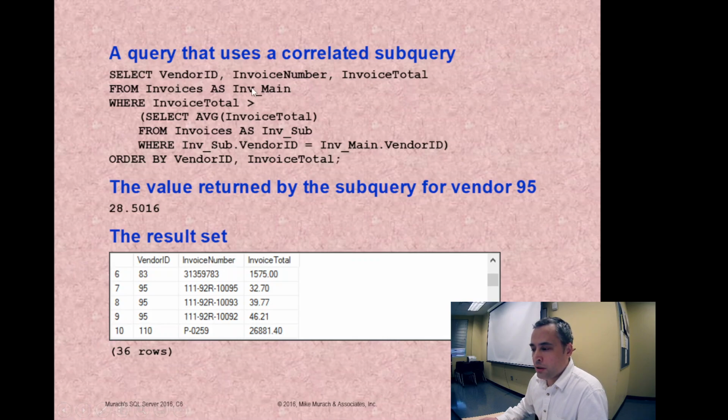So notice that invoices has an alias invoice main. And in the subquery, we also have invoice main.vendor ID. So basically, this interprets this subquery, average invoice total from invoices as invoice sub, where invoice sub vendor ID equals invoice main vendor ID. This means for every vendor ID in invoice main, calculate an average invoice total from invoices. And this is what the subquery is for.